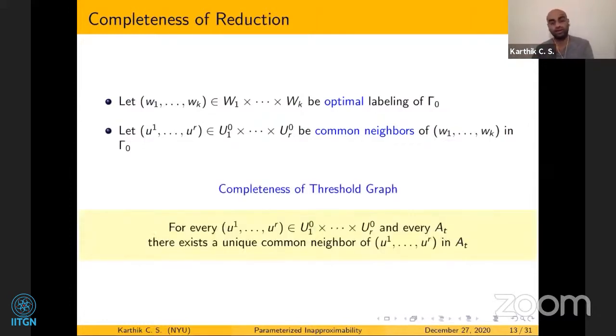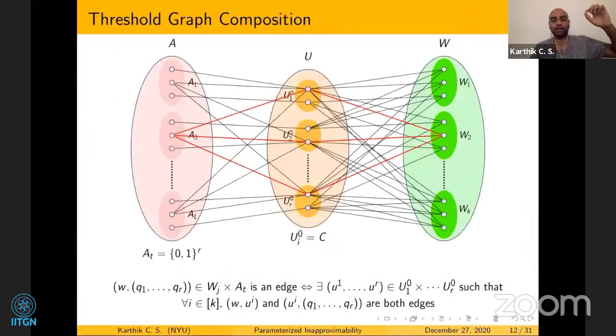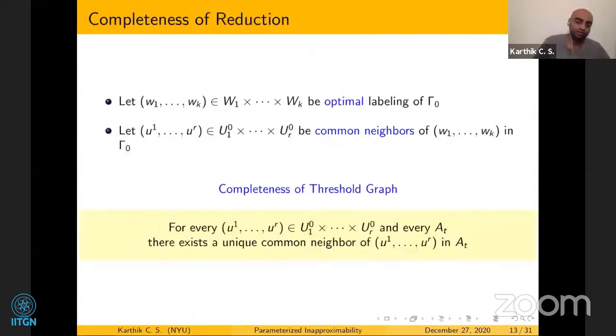And now we just apply the completeness of threshold graphs that we had. If you picked exactly one in each left supernode, then for every AT, there exists a unique common neighbor. So we'll have an edge between this and this. That's exactly why every right WJ is going to cover every AT. So from the completeness of the threshold graph and the fact that MaxCover value is 1 for the original input problem, we get the completeness part: this W1 to WK is still going to be an optimal labeling for our new instance gamma.